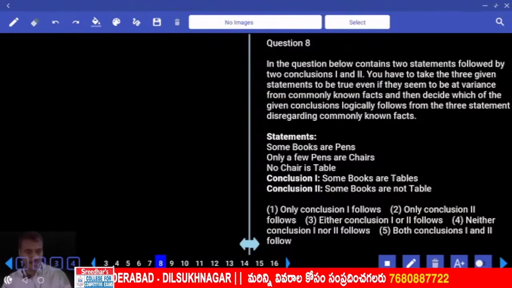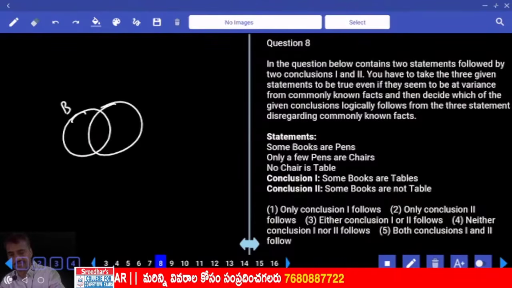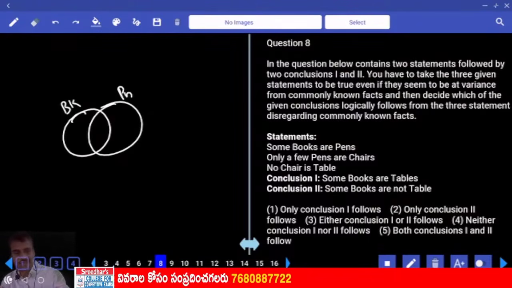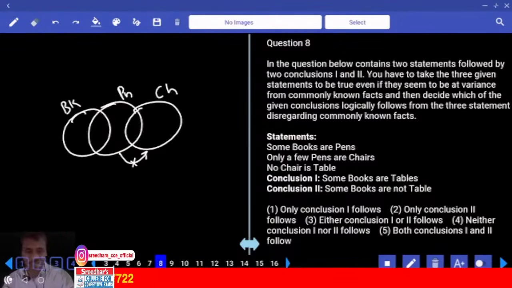Now question number 8. Some books are pens. A book and a pen, intersection between these two. Some books are pens, and only a few pens are chairs. Some pens are chairs, but not all. The entire pen cannot be part of chair.